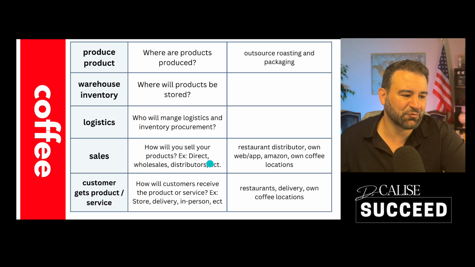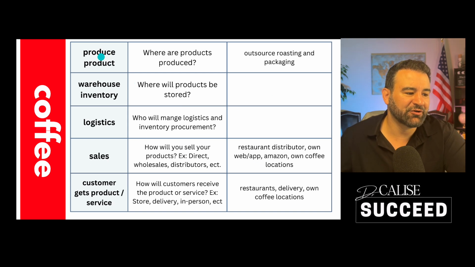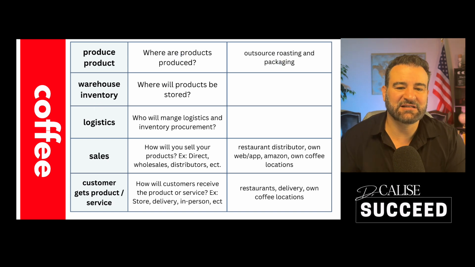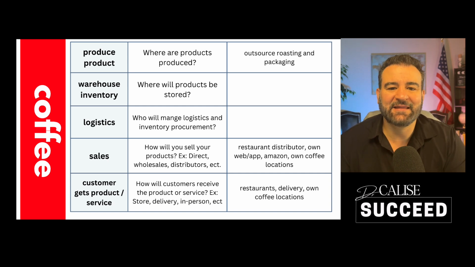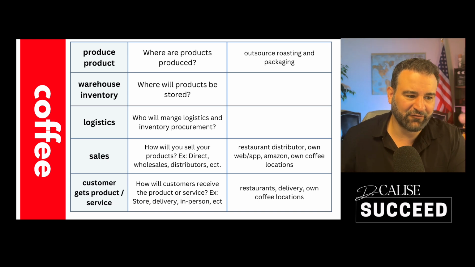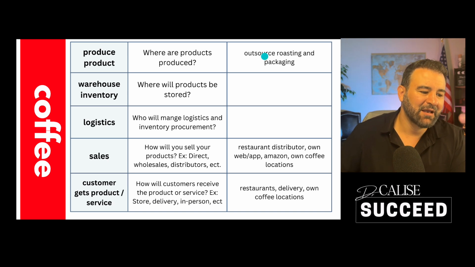So this is our next worksheet. Product produced, where are products produced, all right? So let's say the coffee example, I am actually going to outsource, it's my recipe, but I'm going to outsource the production of coffee to a manufacturer. They're going to roast it for me and they're going to package it for me, according to my formula. I'm going to outsource that.